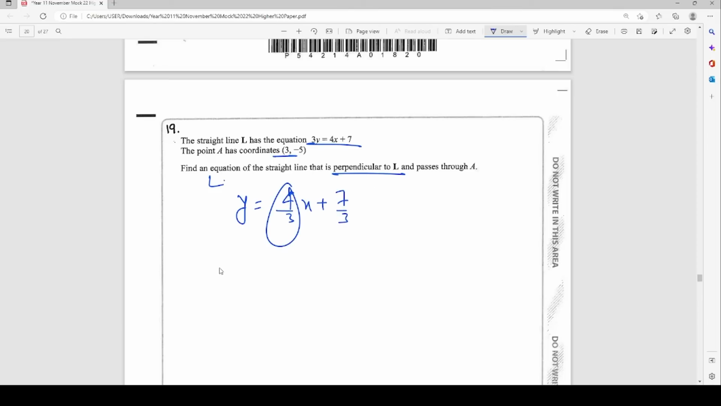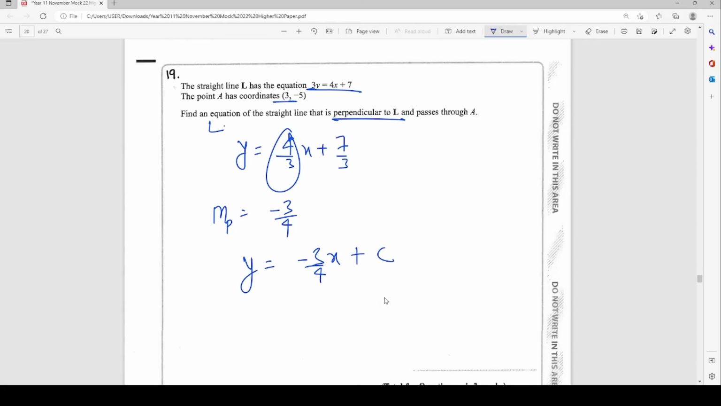Now I need a perpendicular line. So if I need a line perpendicular to L, the slope of the perpendicular line, I will just write it as m_p, should be the negative reciprocal of this, so negative 3 over 4, because they are perpendicular lines. And then it has to pass through A. So I already got y equals negative 3 over 4 x plus c. I will use the point 3, comma, minus 5. So minus 5 should be equal to negative 3 over 4 x plus c.